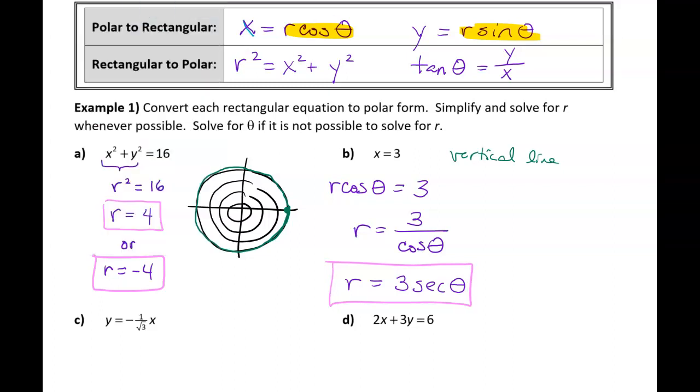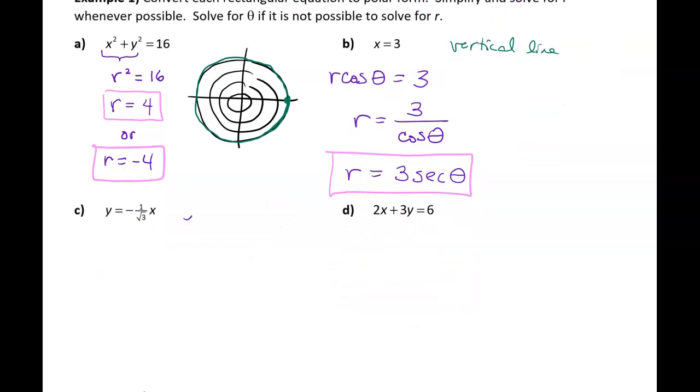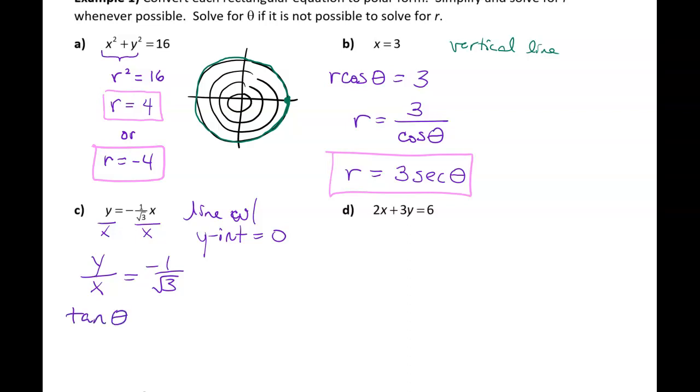It might be useful to note that this is the equation of a line with a y-intercept equal to 0. It goes through the origin. So the easier way to do this is simply to divide both sides of the equation by x, and that's going to leave us with y over x is equal to negative 1 over the square root of 3. The y over x can be replaced with tangent of theta.